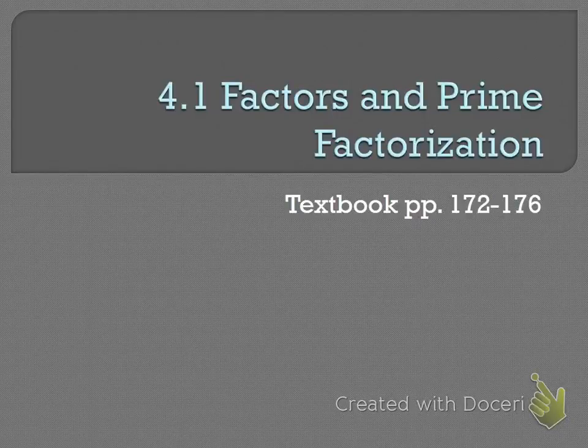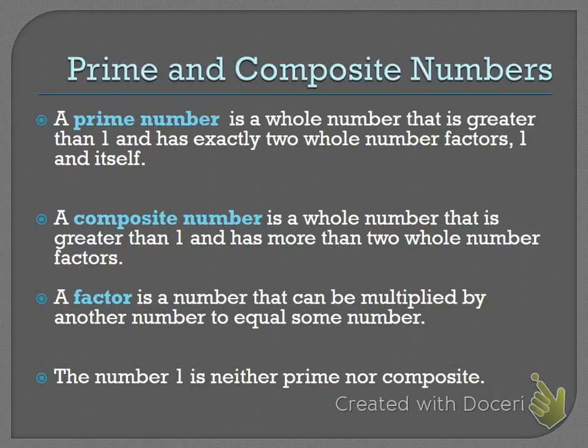Today we're in section 4.1. We're working through factors and prime factorization of numbers. The first thing we need to write down are some terms. Okay, so here we have terms. Three terms you need to know: prime number, composite number, and a factor.